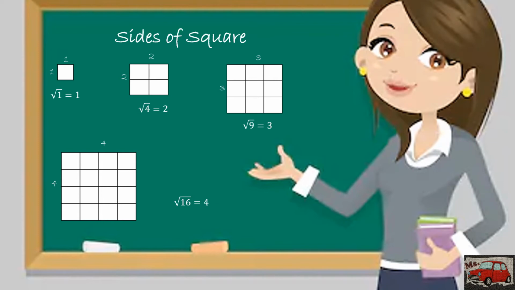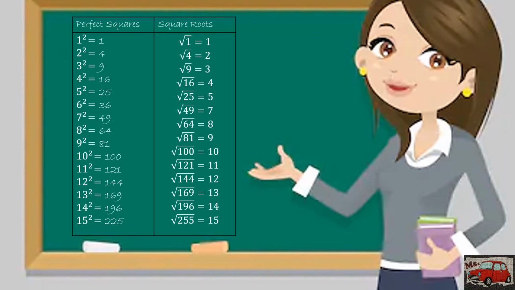The last squares, we have 16 na area niya. Dahil 16 yung squares niya dyan. So, to get the size ng bawat side niya, we need to get the square root of 16 and that's equivalent to 4. Okay? Okay, so I have here the examples of perfect squares and square roots.